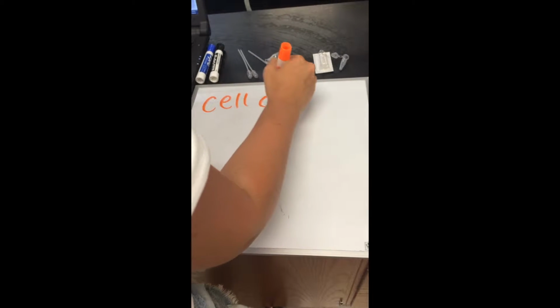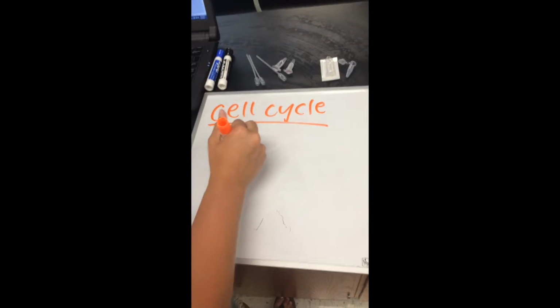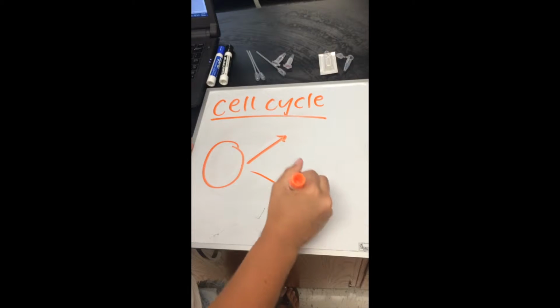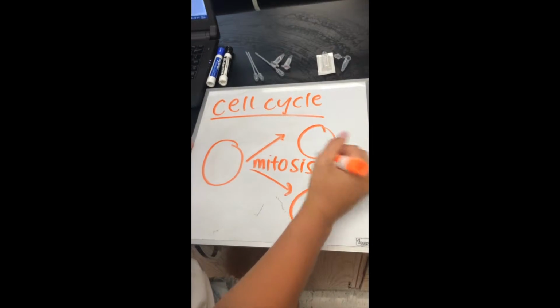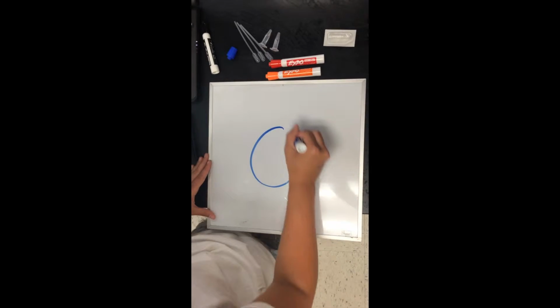The cell cycle, or mitosis, is the stages a cell goes through in order to divide into two new cells. The cell cycle consists of interphase and mitosis. One somatic body cell that is diploid becomes two identical daughter cells that are also diploid, which means that they have a full set of chromosomes.